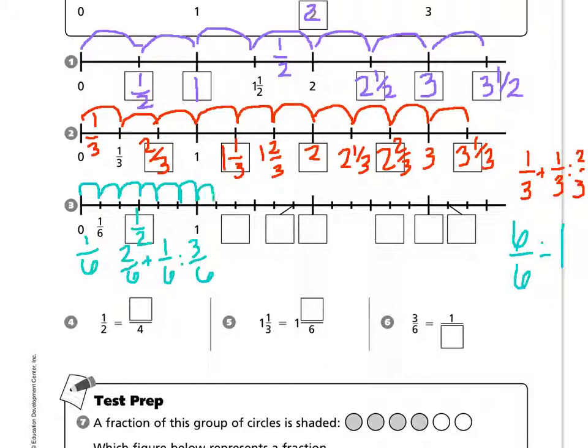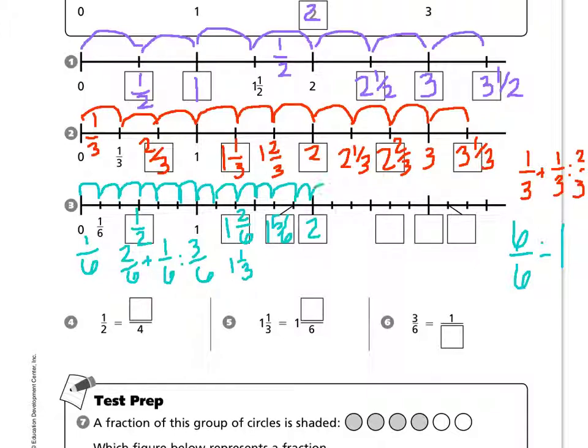1 plus 1/6 is 1 1/6. 1 and 1/6 plus 1/6 would be 1 and 2/6. I can reduce that down though to 1 and 1/3. Moving on, I have 1 and 3/6, which would be 1.5. 1 and 4/6. 1 and 5/6. 1 and 5/6 plus another 1/6 would be 1 and 6/6, but I know 6/6 is 1, so it would be 1 plus 1, which is 2.